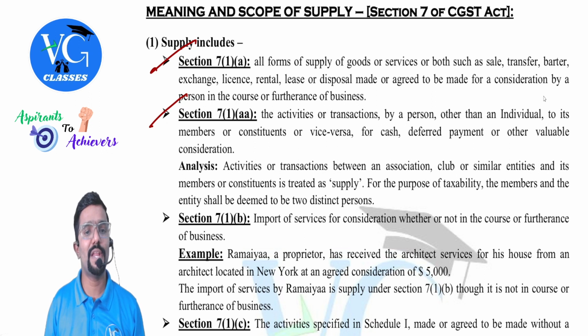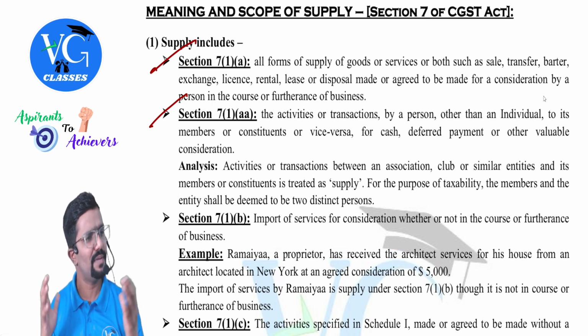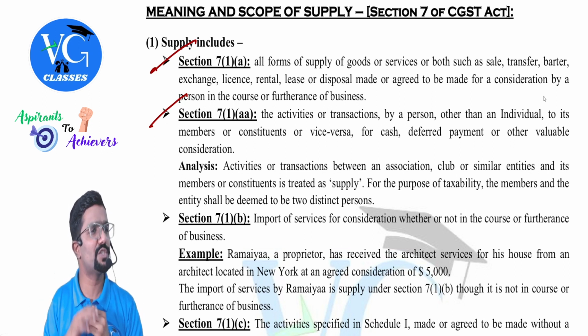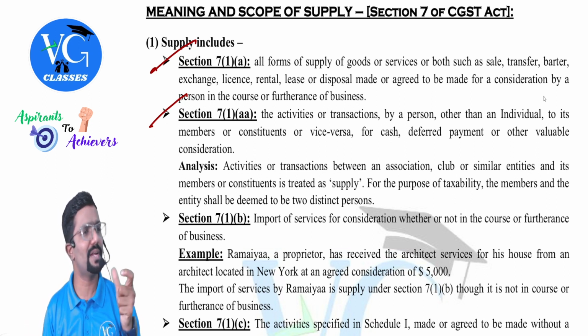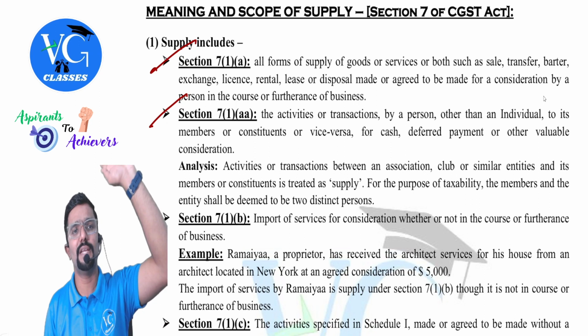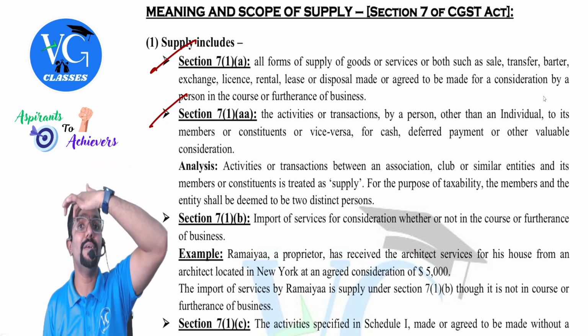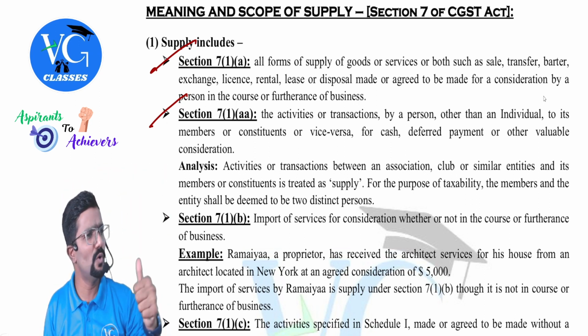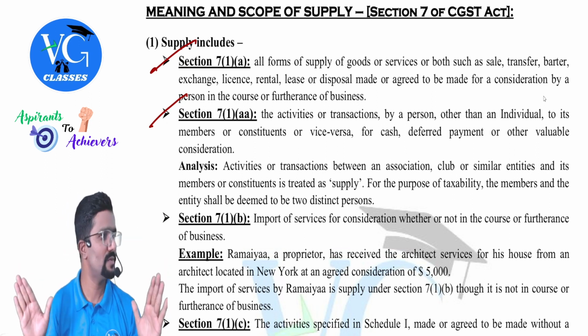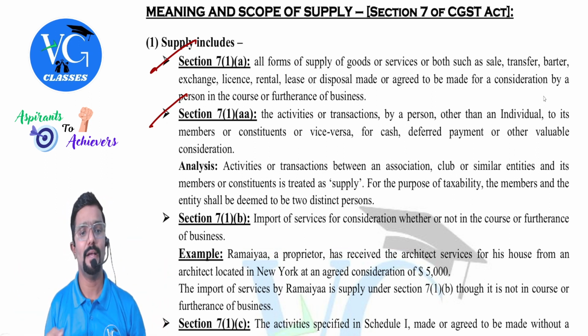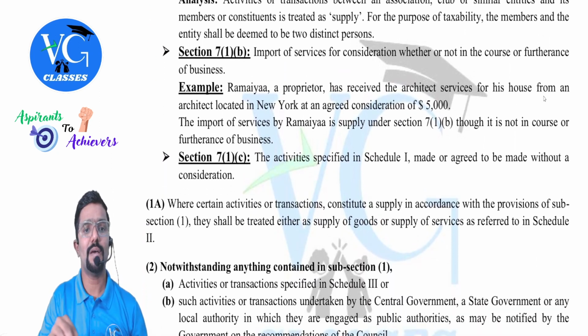We'll move forward to the next section. 7.1aa is very simple and easy. Consideration and all we already understood. Again and again, I need not explain it, guys. Number of times we'll be using that word consideration. We already learned the definition. Wherever we encounter these words, that is goods, service, consideration, business, it will have the same meaning, guys. Same meaning. Okay, we will move forward.